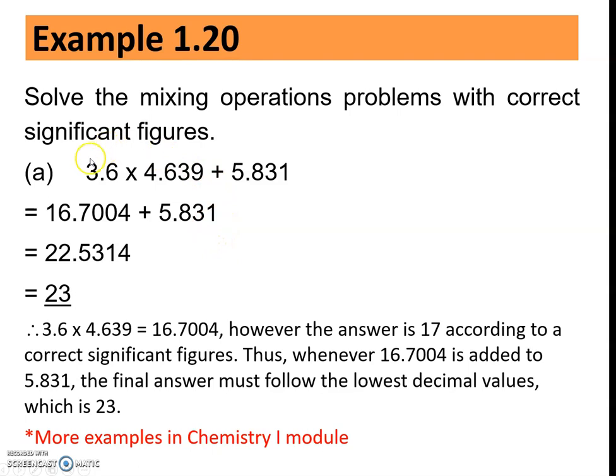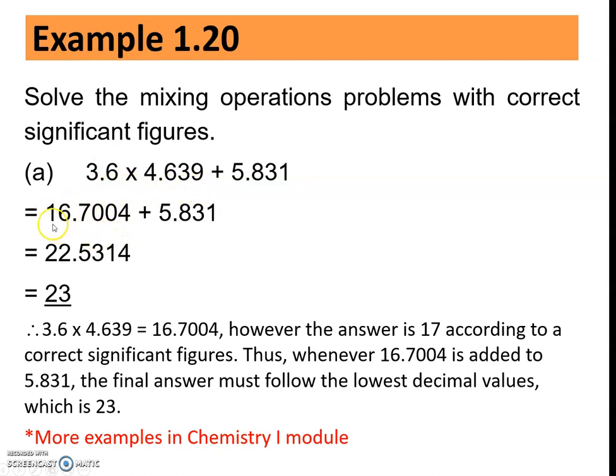Remember, this is a multiplication operation, so you have to consider significant figures. Whenever you consider the significant figures, the answer is actually 17. This is what is shown by the calculator. But look again, this is a multiplication problem. That's why you have to consider the least significant figures. This one consists of 2 significant figures. This one consists of 4 significant figures. That's why you have to follow 2 significant figures as the answer for this part.